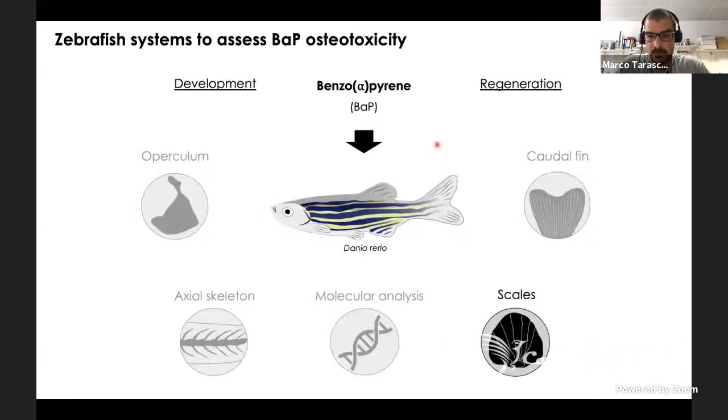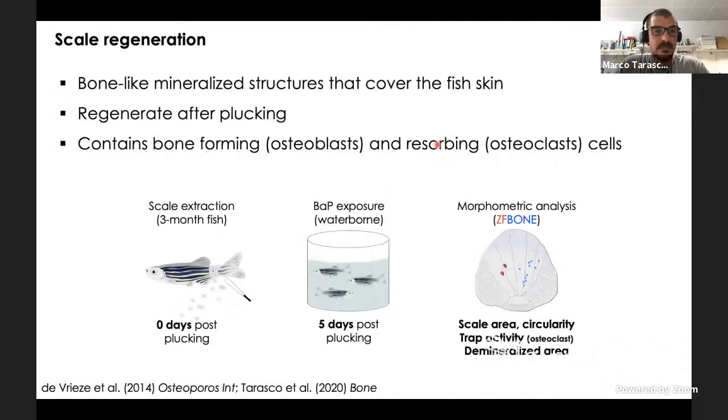Finally, through our last system, the scales, zebrafish can also regenerate scales. Scales are a bone-like mineralized structure that cover the fish skin. And as I said, they can also regenerate. They're very interesting since in this small unit, we already have bone forming and resorbing cells that we can assess.